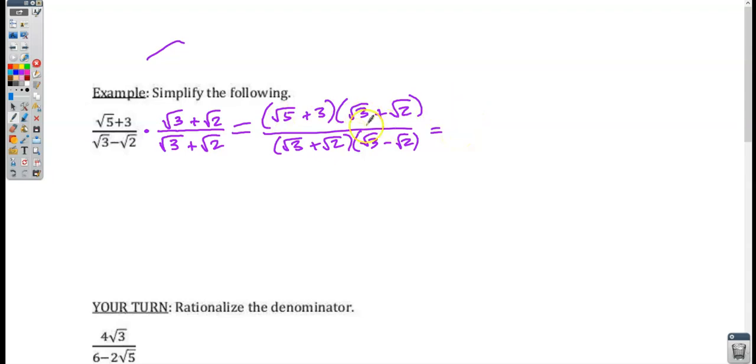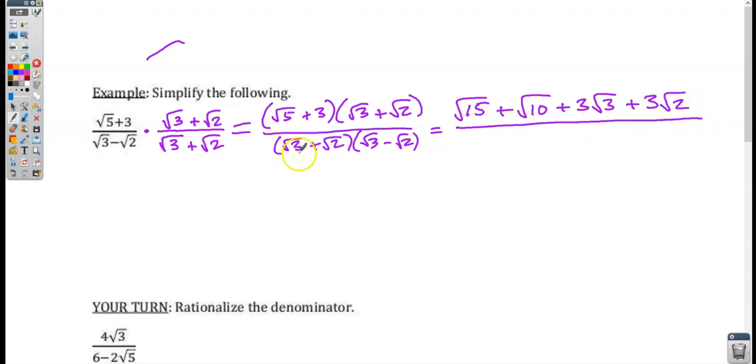Multiply my first terms, square root of 5 times square root of 3, square root of 15. Multiply my outer terms, square root of 5 times square root of 2, square root of 10. Inner terms, 3 times the square root of 3, that's 3 square root of 3. Last terms, 3 times the square root of 2, it's 3 square root of 2. And I can't combine any of those.